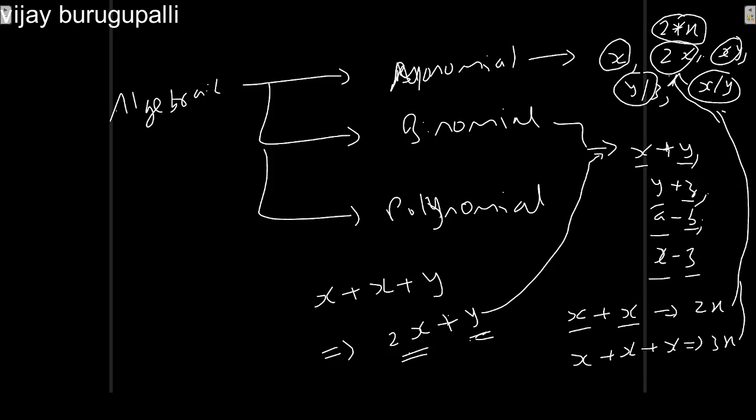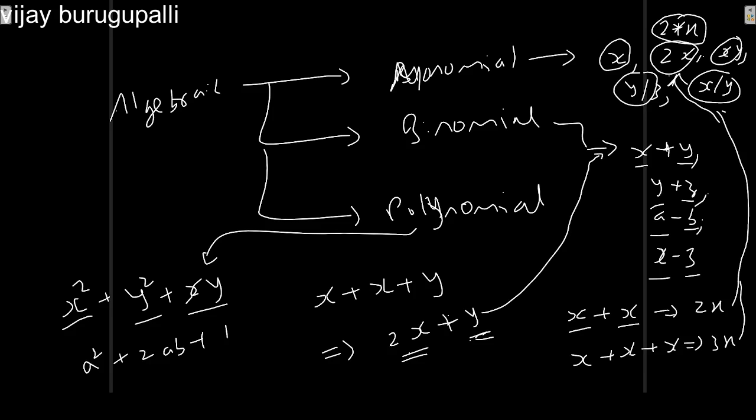Now let's see about polynomial expressions. If an expression has more than two terms, then it is called a polynomial expression. For example, x square plus y square plus xy is a polynomial expression because it has more than two terms which are not alike. Similarly, a square plus 2ab plus b square is also a polynomial because all these are different terms and there are more than two terms.